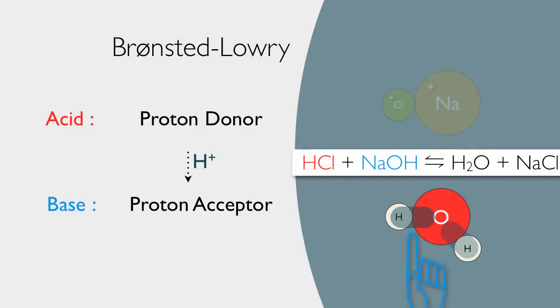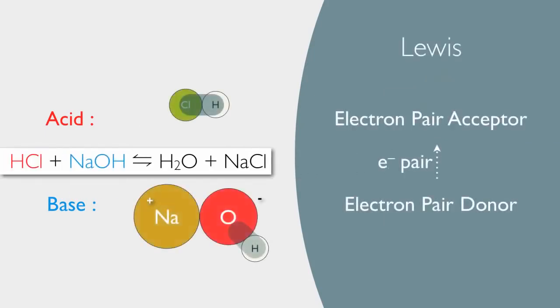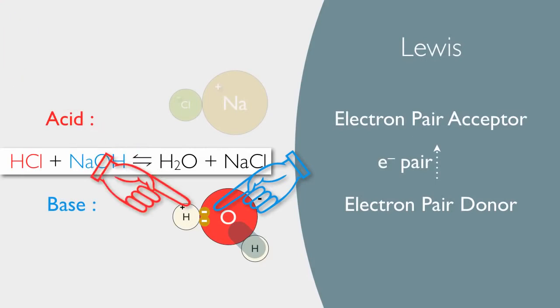And there's our Bronsted-Lowry base. The hydroxide group is accepting that proton. Now let's look at it from the Lewis point of view. The exact same reaction. There's our Lewis base. The hydroxide group has an electron pair to donate. And there's our Lewis acid. The proton is ready to accept those electrons. So the same reaction has the same acids and bases in both theories.